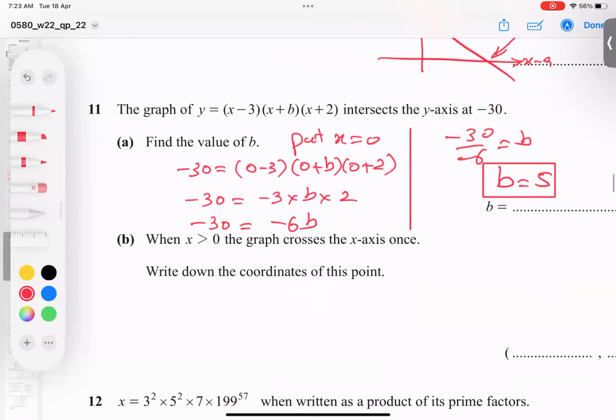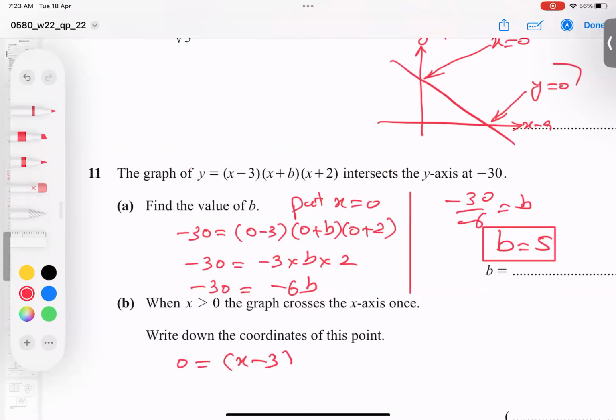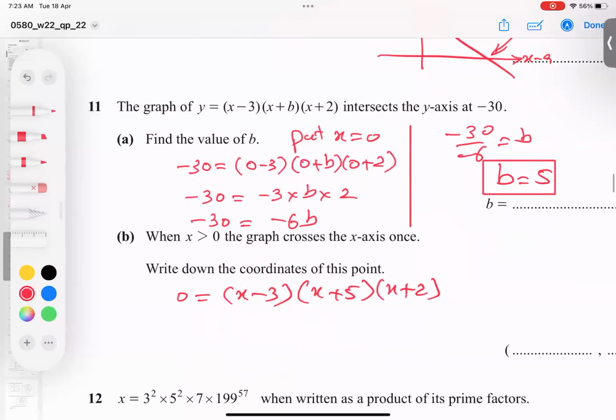But another part is very interesting. You are asked where this graph is cutting the x-axis, and you know at the x-axis y is always 0. So I will plug in y equals 0 here. Whenever I plug in y equals 0, I get this kind of thing. With b value 5, I'm going to plug it in there. So I'm getting x plus 5 and x plus 2. I believe you got the idea.